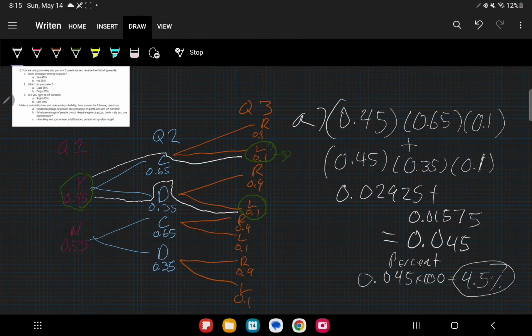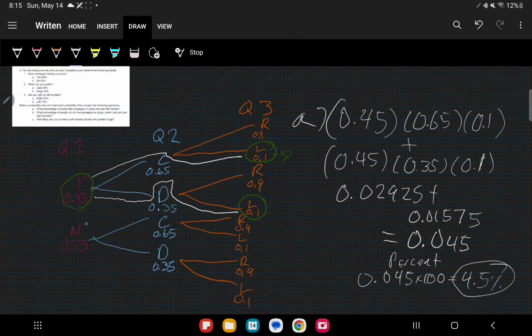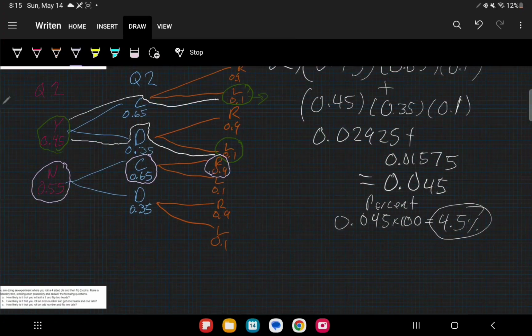Now let's do the next one. What percentage of people do not like pineapple on pizza, prefer cats, and are right-handed? So this one's much more specific. Let's use a different color, this kind of purpley color. So I travel from not liking pineapple on pizza, liking cats, to being right-handed. So we just multiply those three numbers together.